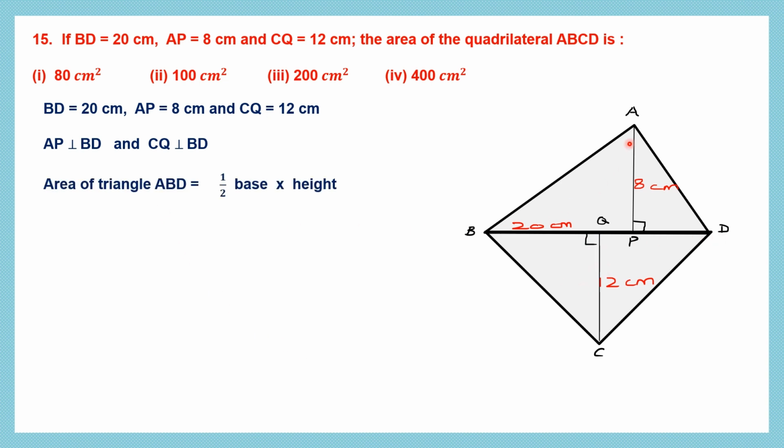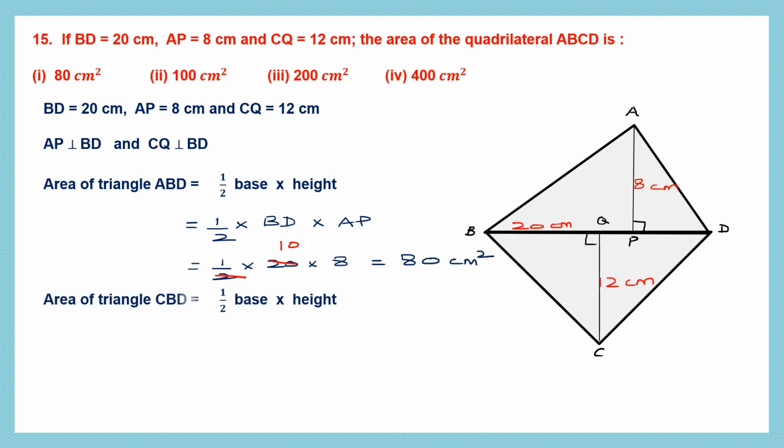Area of triangle ABD, the formula is half base into height. Base is BD, so we can write half into BD into the height, which is AP. Now let's substitute the values. So this is half into BD is 20 centimeters and AP is 8 centimeters. Now here we can cancel and this is 10. 10 into 8 is 80. So area of triangle ABD is 80 centimeters square.